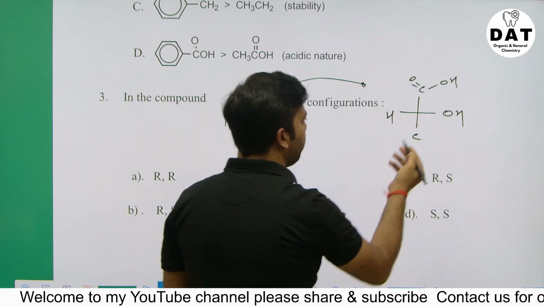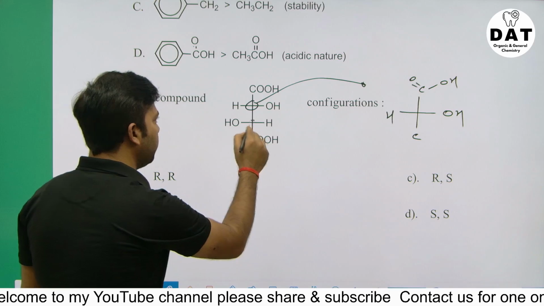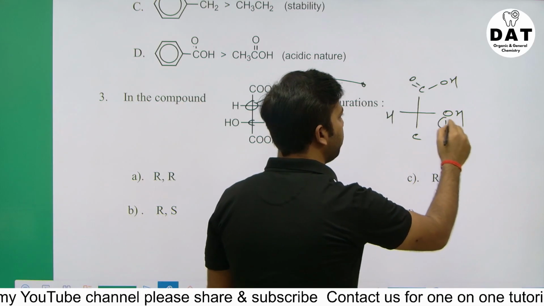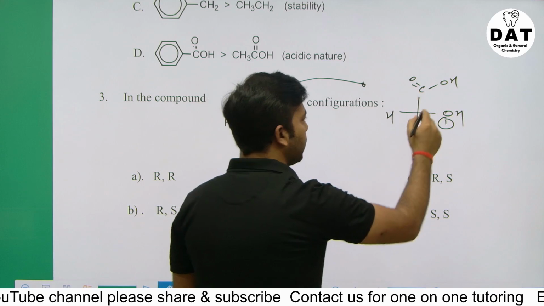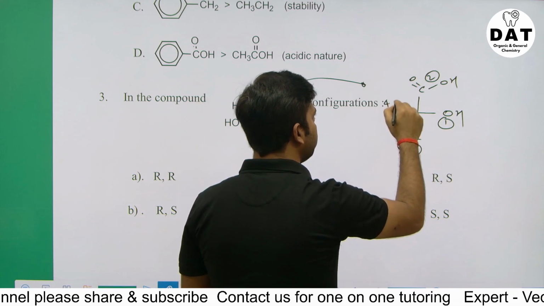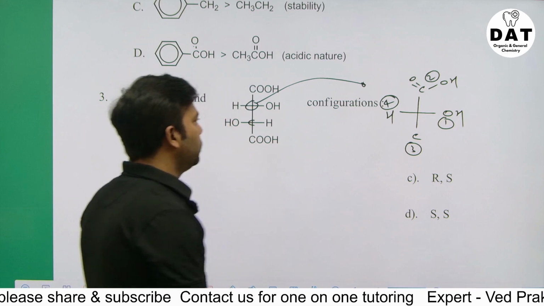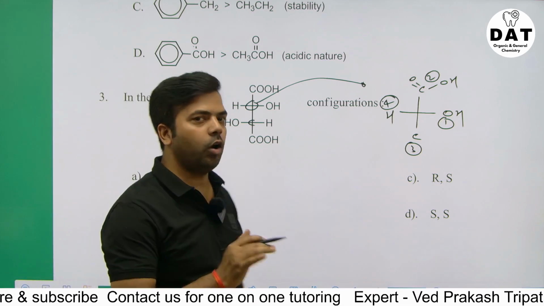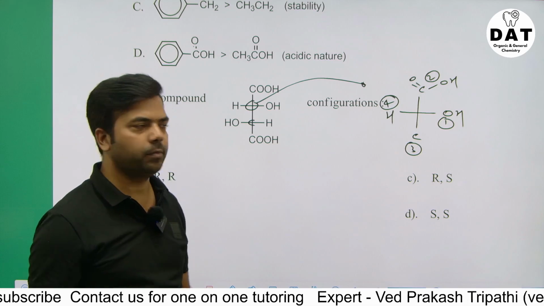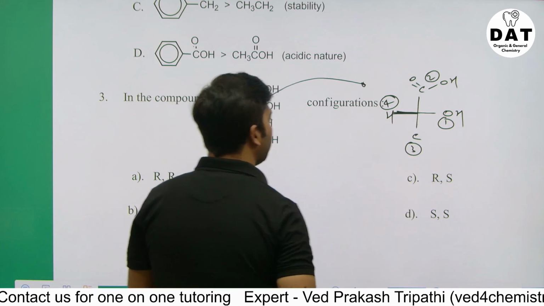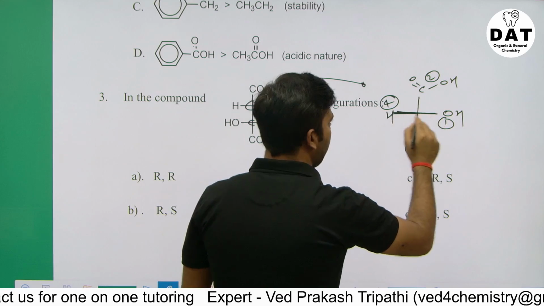Suppose downside we have a carbon. This is a carbon, okay? So we all knew this is 1 because first atom is oxygen, here first is carbon, so this is 2, this is 3 and this is 4th. So my lowest priority is attached on the horizontal axis. This is called horizontal axis. This entire line is a horizontal one.